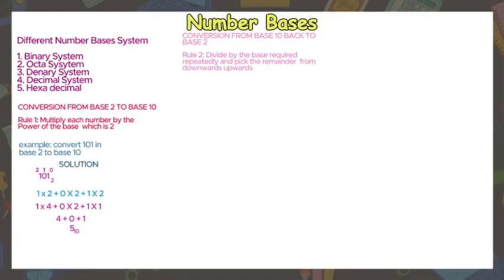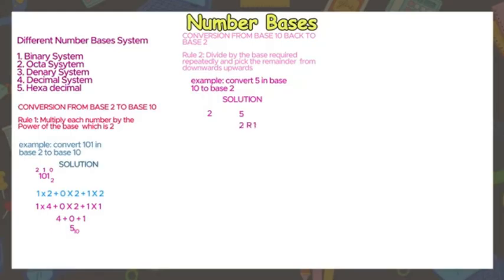For example, convert 5 base 10 to base 2. We want to get that number back to base 2. Going by the rule, we divide by 2. Solution: 5 divided by 2. How many times will 2 go in 5? It will go twice. Then it will leave a remainder of 1.